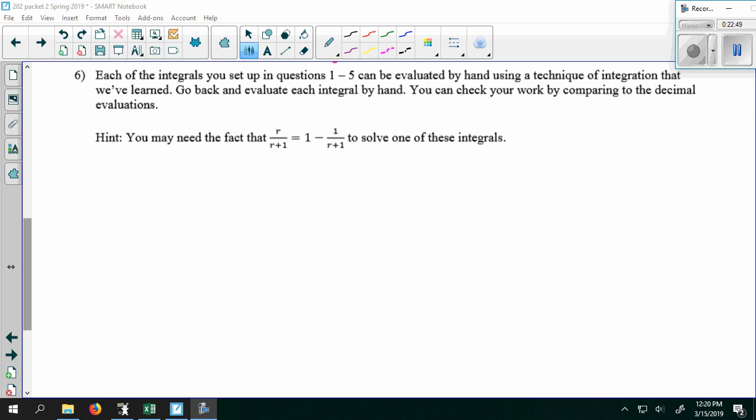Right, number 6 is saying that for each of the integrals that we set up in questions 1 through 5, we used a calculator to evaluate them, but you can do them by hand using one of the techniques of integration that we've learned this semester. So we're going to go back and evaluate each integral by hand, and we can check our work by comparing to the calculator answer.